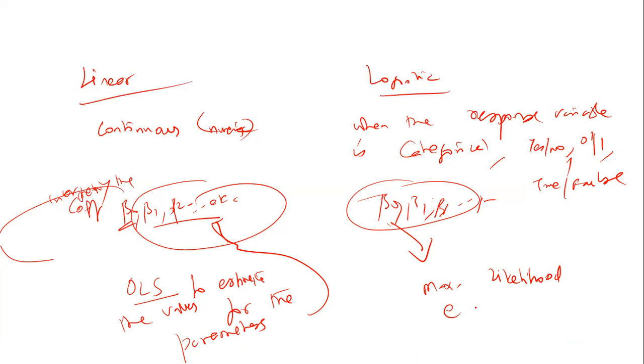It uses a technique called maximum likelihood estimation. Understood? So these are the key differences between linear regression and logistic regression. Apart from this, fine, the difference is fine.